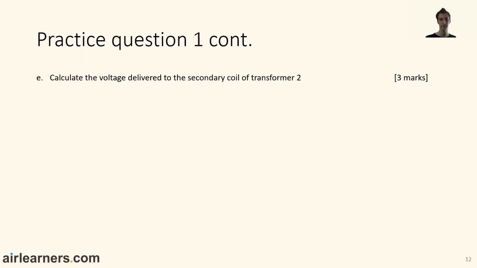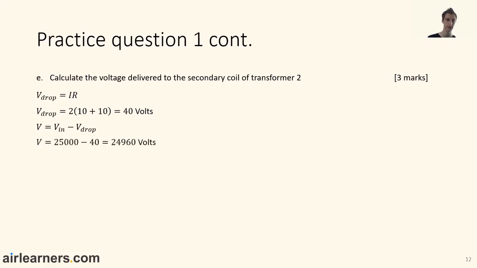All right, now that you've had an attempt at that question, we can go through the answer. So the first thing to do is to figure out how much voltage is dropped over the transmission lines, and that's using that formula there. Pretty easy to do. You again use your resistance from the previous question, 20 ohms multiplied by the current, you get 40 volts. Now we know that the voltage at the primary coil of the second transformer is given by whatever came into that transmission line less what was dropped.